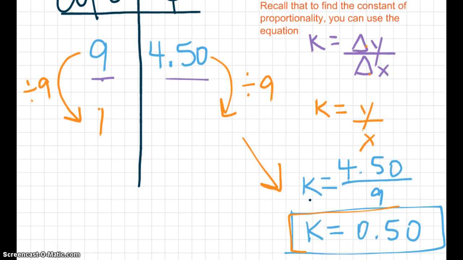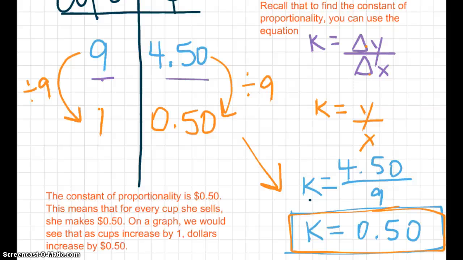Finding our unit rate is just dividing your Y by your X. So $4.50 divided by 9 is 50 cents. So our unit rate is 50 cents. In other words, our constant of proportionality is 50 cents. And what that means is for every cup that she sells, she makes 50 cents. If we were to graph this, we would see that as cups increase by 1, dollars increase by 50 cents. So that's how you would explain the constant of proportionality.